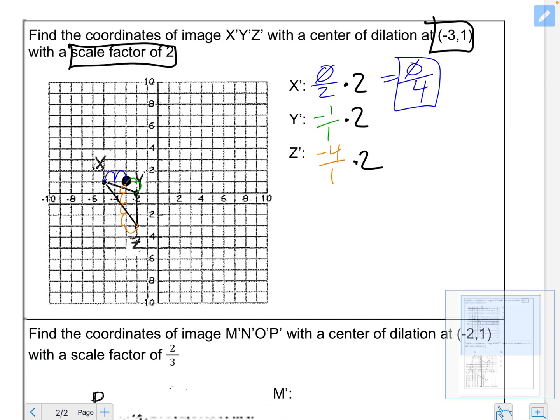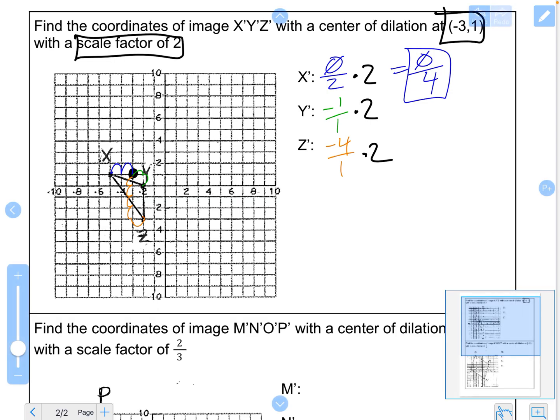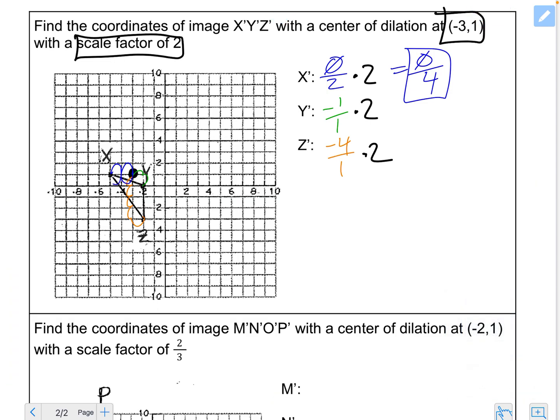So I'm going to put my new point. I'm going to go up 0 and go over 2, 3, 4. So this point right here should be X prime. For Y, a negative 1 times 2 is a negative 2. 2 times 1 is 2. So it should be a negative 2, 2.